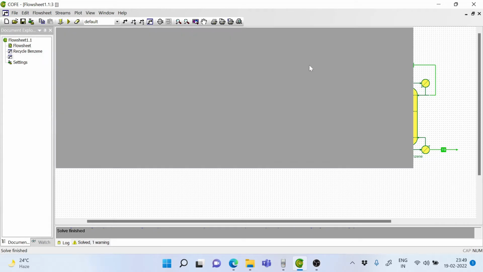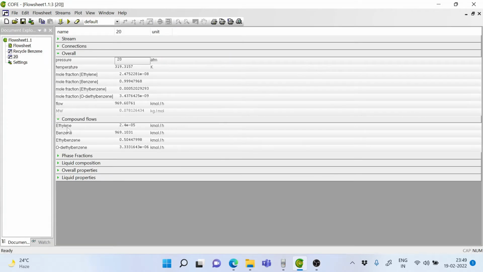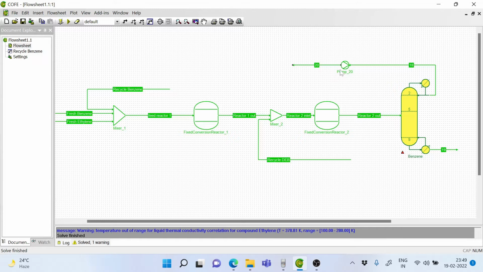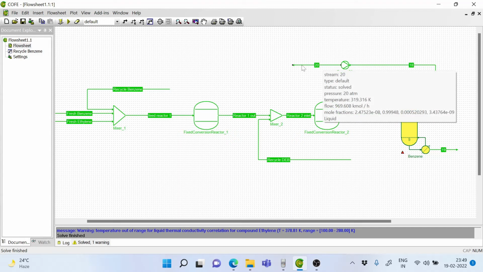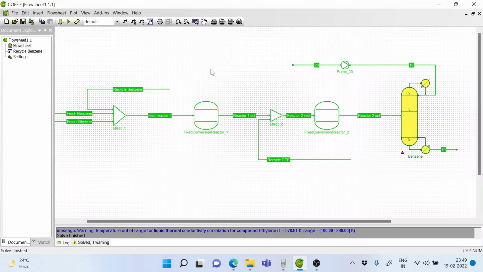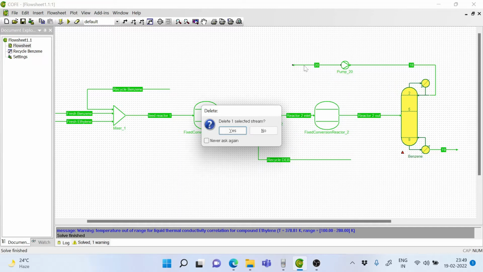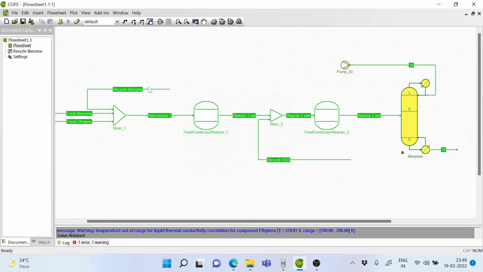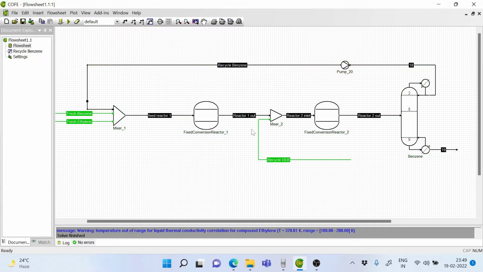And what do we get now? In stream number 20, the amount of ethylene now is really very low. And now what we have to do is, the stream number 2 that we have is at 319 Kelvin and it is at 20 atmospheres. Now we can take this stream and remove it and take the recycle stream and put it on the pump discharge.